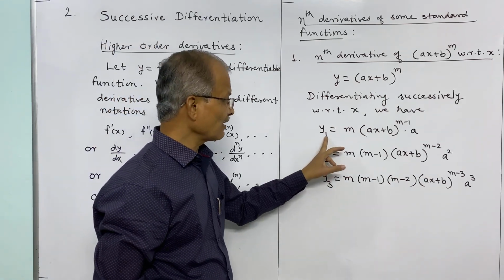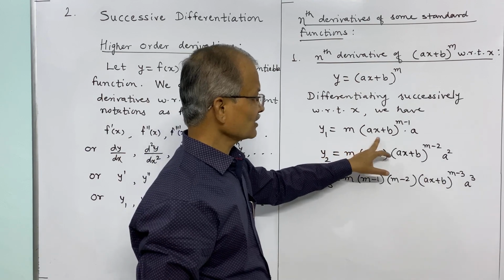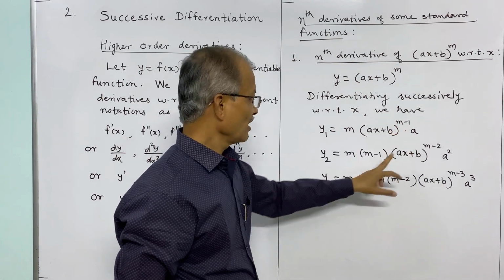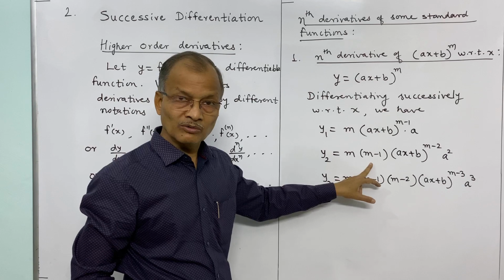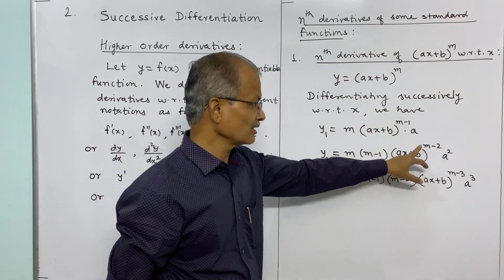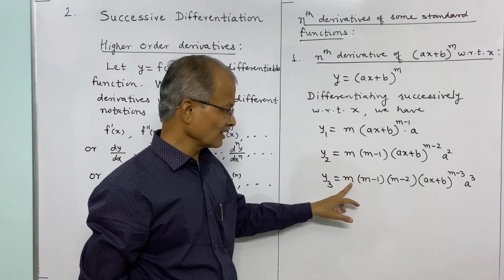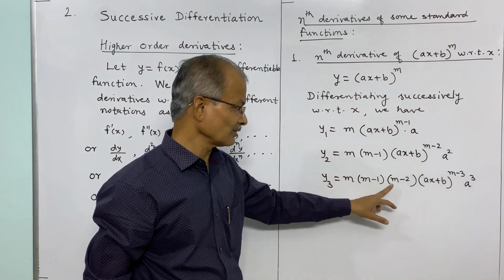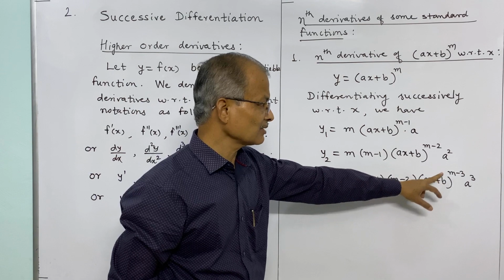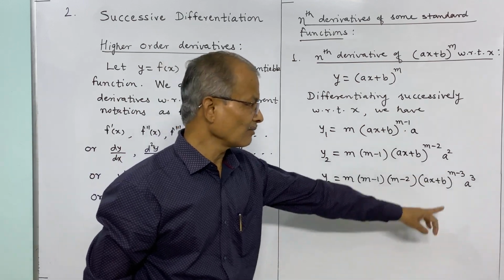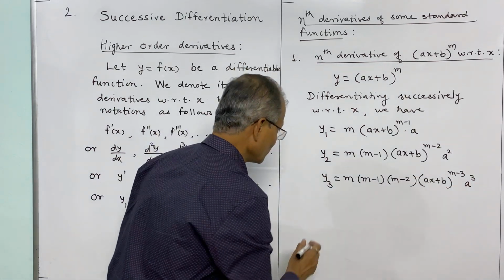Now see, this is y1. y1 is m into ax plus b to the power m minus 1 into a. y2 is m into m minus 1 into ax plus b raised to m minus 2 into a square, and this is y3. Three terms are there in decreasing order, m, m minus 1, m minus 2, and ax plus b has power m minus 3 and is multiplied by a cube. So and so on.